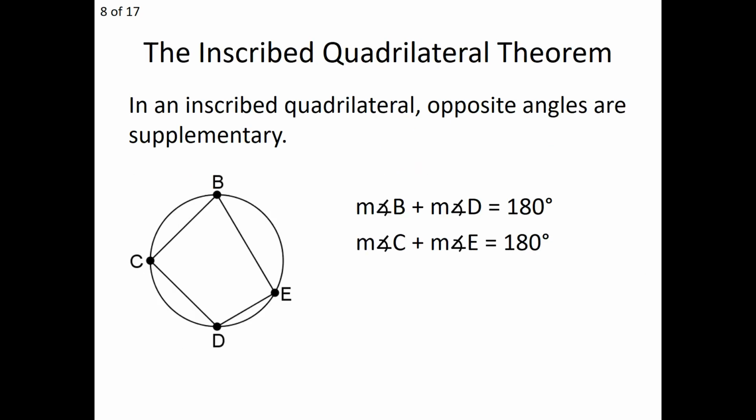The inscribed quadrilateral theorem is one that comes in handy quite often: the opposite angles in an inscribed quadrilateral are supplementary, which means the sum of those measures adds up to 180 degrees. In this diagram below, we can claim that angle B and angle D are supplementary, and we can also claim that angle C and angle E are supplementary. Opposite angles will in fact add up to 180 degrees.